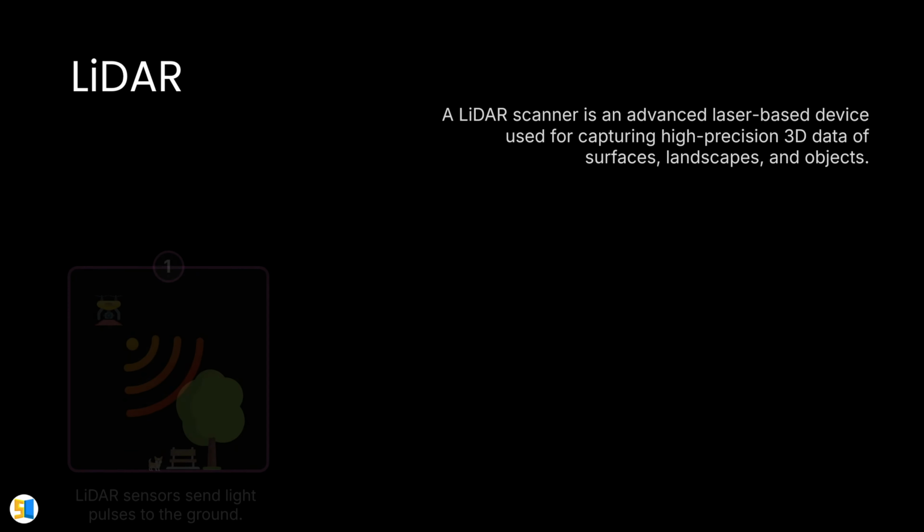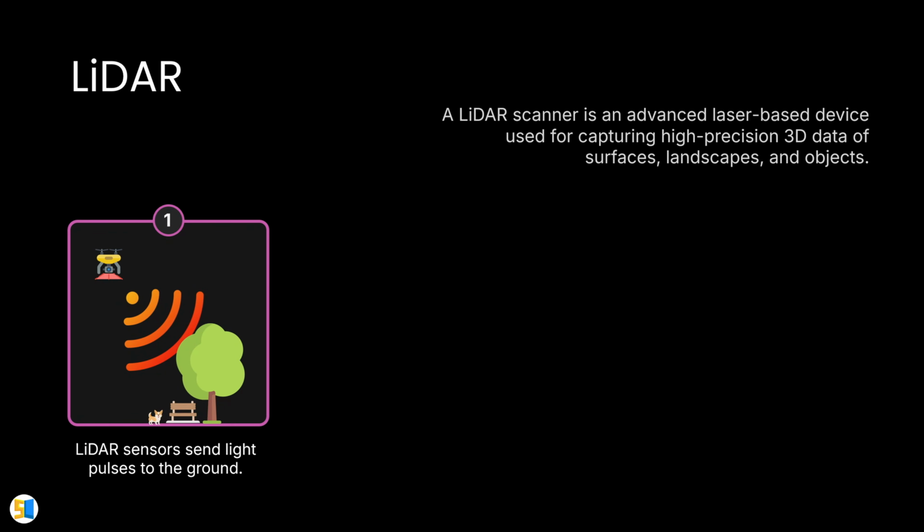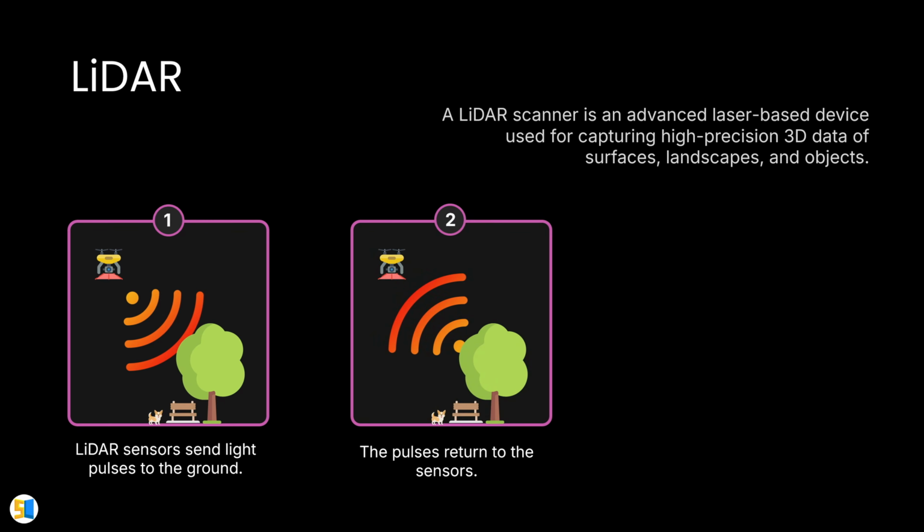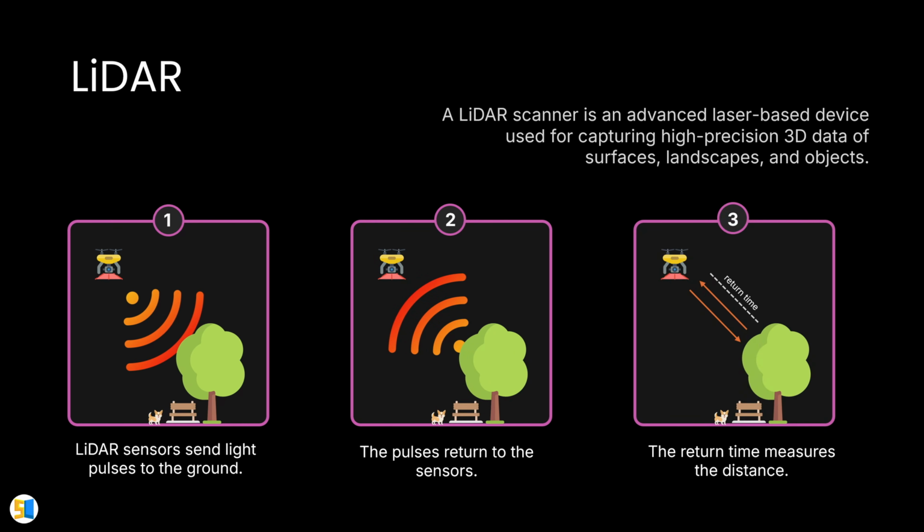LiDAR stands for Light Detection and Ranging. It is an advanced laser-based device used for capturing high-precision 3D data of surfaces, landscapes, and objects. LiDAR scanners work by emitting laser pulses toward a target surface. These pulses reflect back to the sensors, and the time taken for their return is used to calculate precise distances. This data is processed to create 3D models, terrain maps, and point cloud datasets.